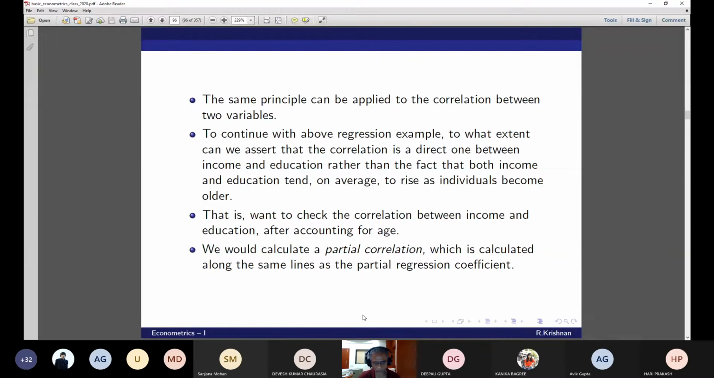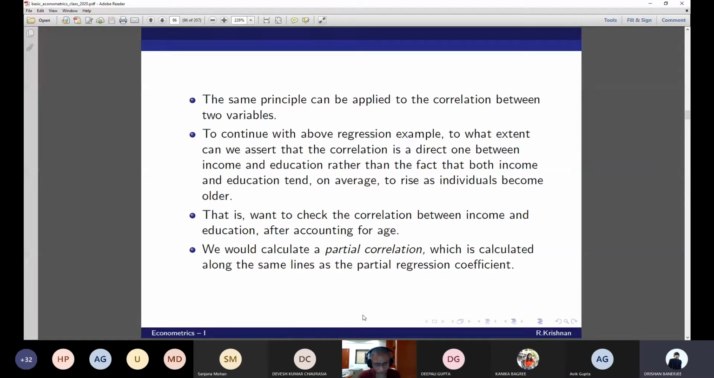What is the question? What is the answer? Does age have any role to play in explaining the correlation between income and education? What do you think? Yes, sir, there will be a correlation.